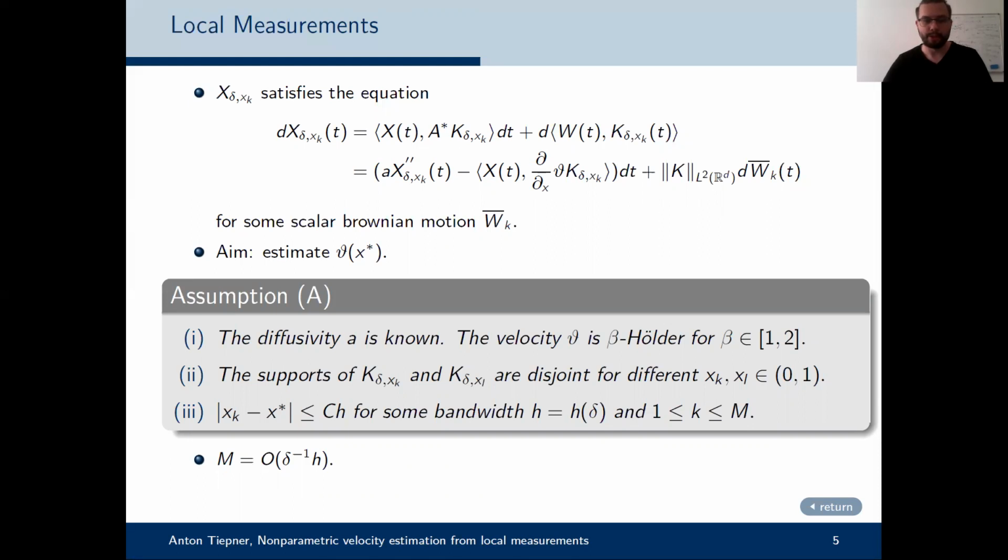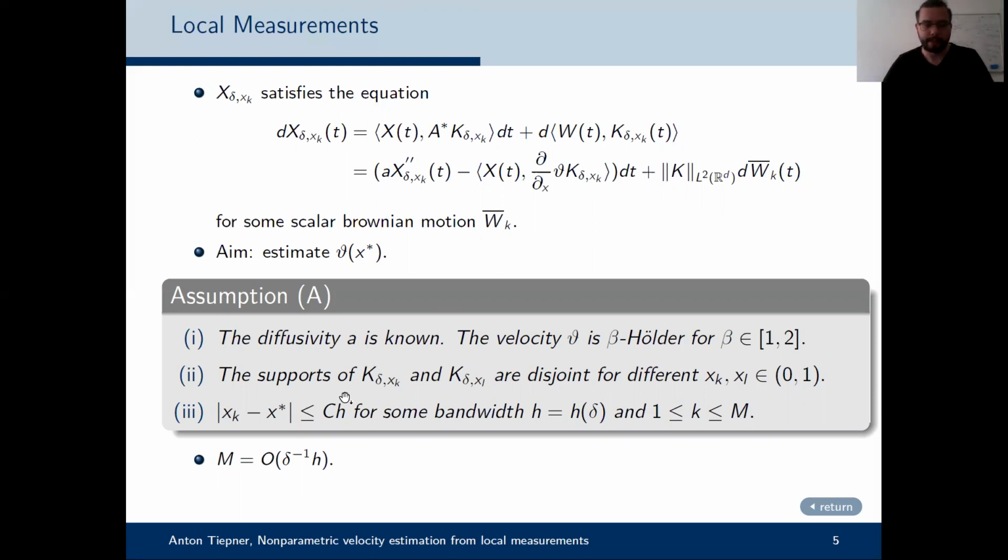So we require some natural assumptions. First of all, the diffusivity A is known. We could also work with unknown A and replace it with a sufficiently good estimator. And the velocity theta is β-Hölder continuous for β greater or equal than 1. This parameter β will also appear in our convergence rate later on.